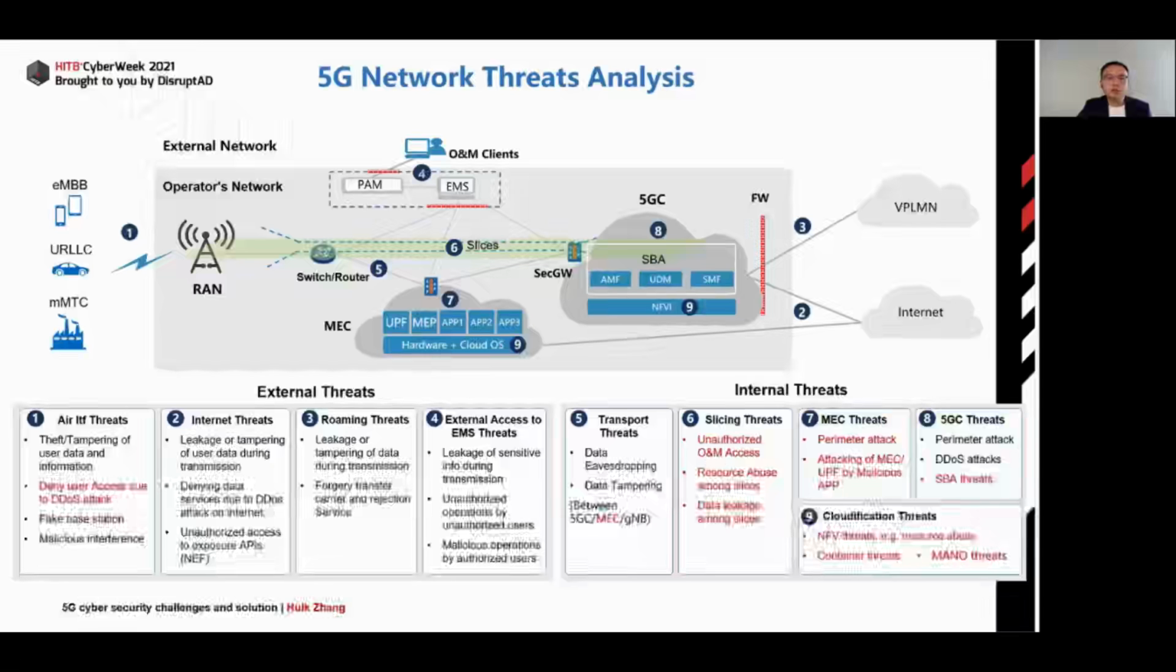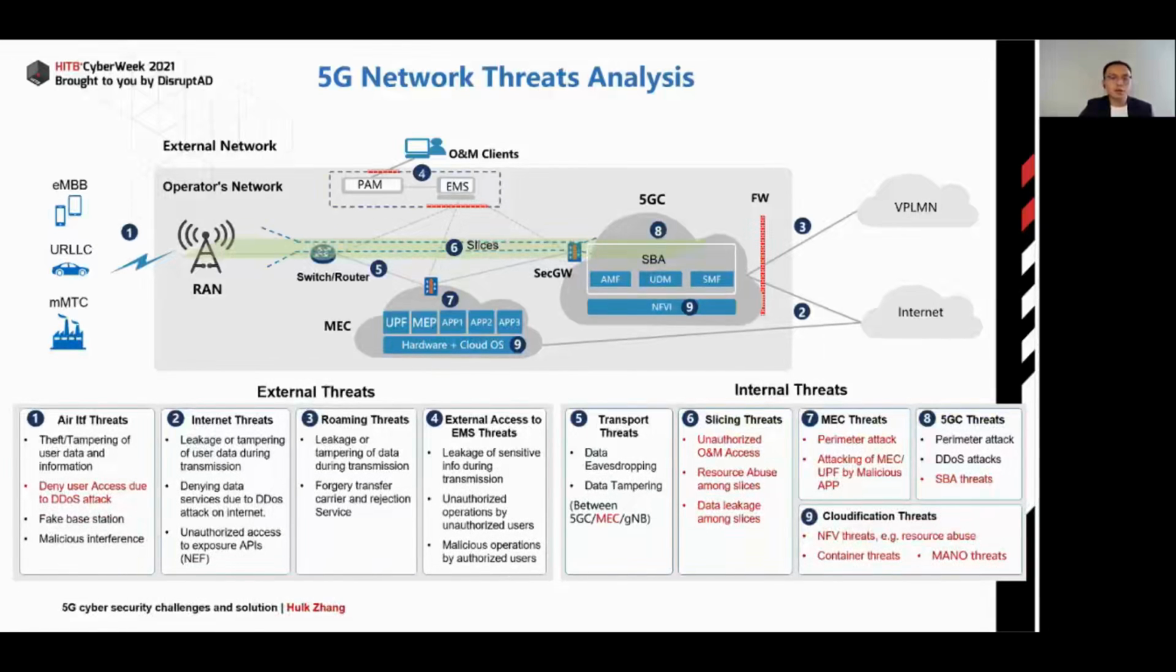After understanding those challenges, let's see the exact cybersecurity threats targeting the 5G network. In this topology, those threats are summarized into 9 types, and they involve the air interface, roaming, external access, transport, slice, MEC, 5G core network, cloudification, and so on. Maybe you feel that there are quite a lot of threats, but actually the red ones are newly existing in the 5G network, and the black ones have existed in the 4G network. Let's see each of the red ones.